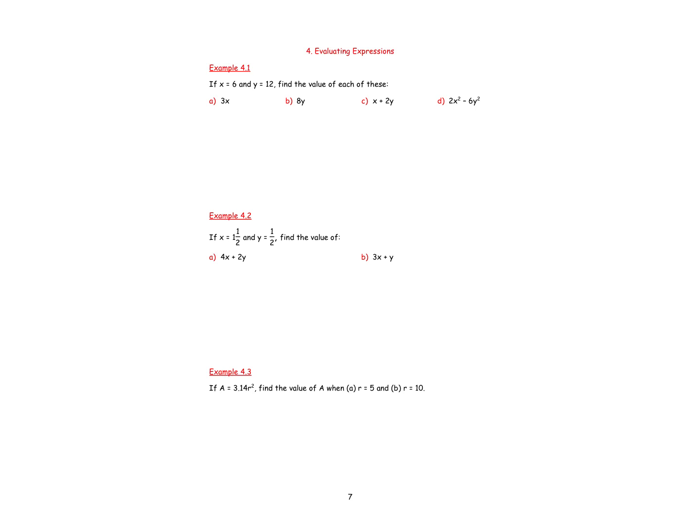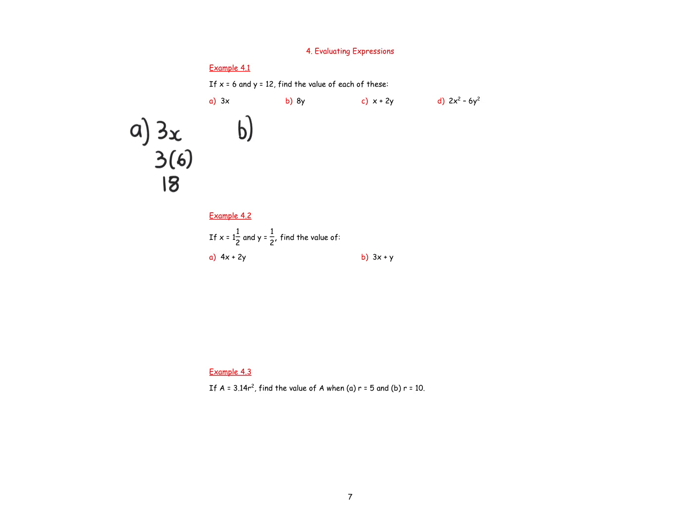Example 4.1 says if x is equal to 6 and y is equal to 12, find the value of each of these. To begin, what I do is I always write down the expression. The first one here is 3x. All we have to do is sub in what we know the answer to x is. And here, x is 6. So this becomes 3 times 6. And 3 times 6 gives us 18.